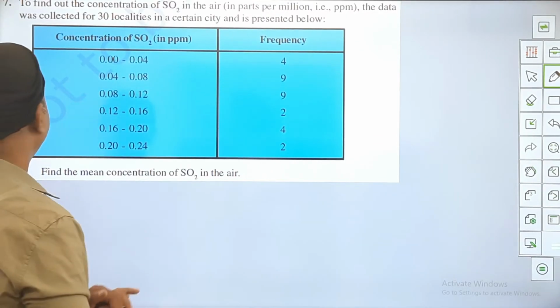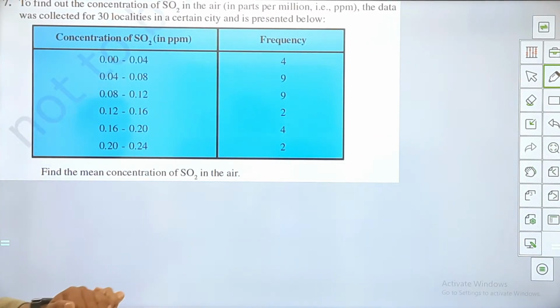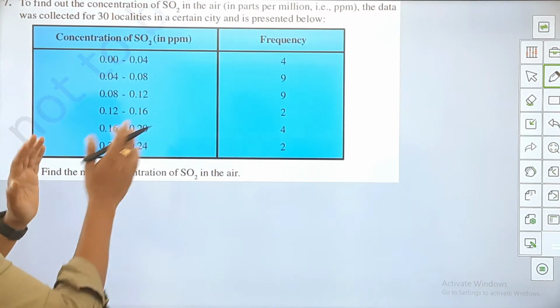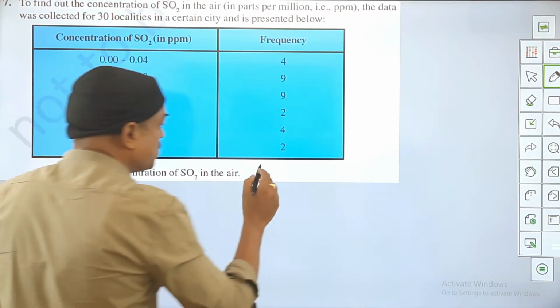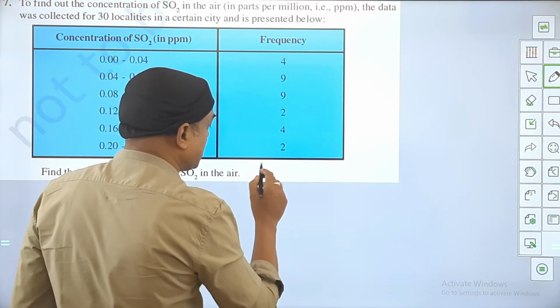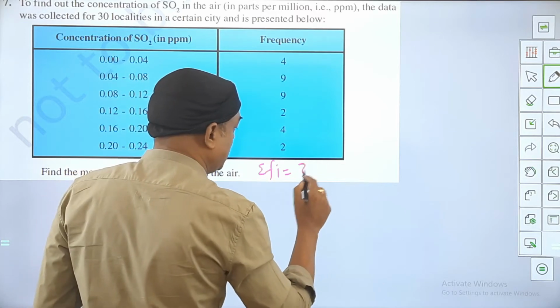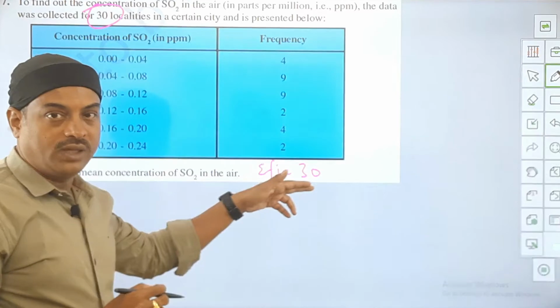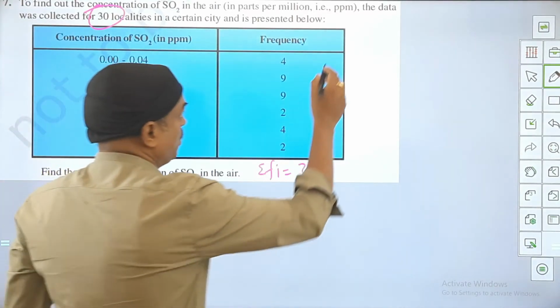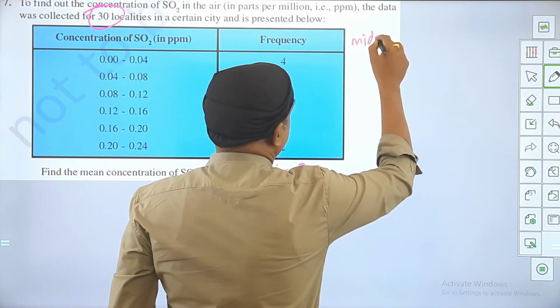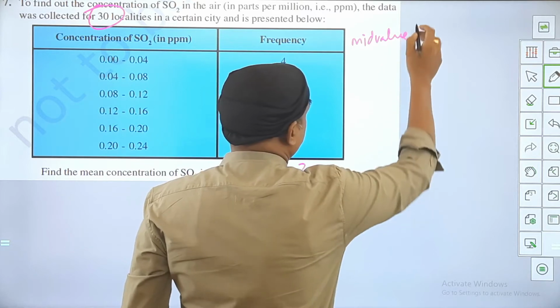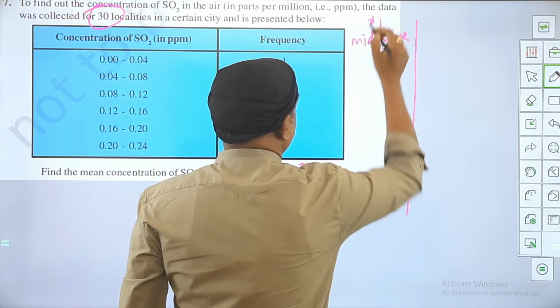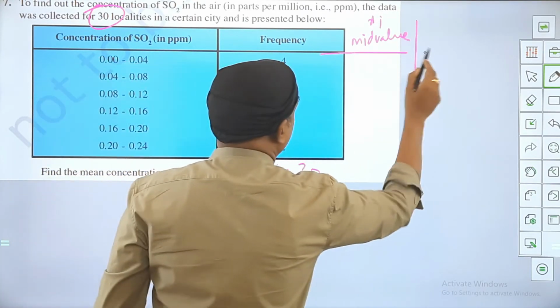So the next question, the 7th one: find out the concentration of SO2 in the air, which is given, and you have 30 localities. So here directly I can say summation of Fi is 30. I am referring to this number which is there. You can also total the sum of these numbers. So we'll be having additional columns like the mid value here, which is called Xi. You can see the mid value here.